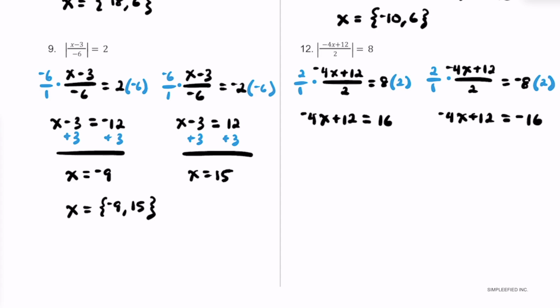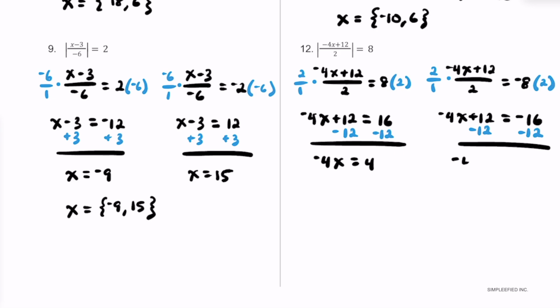All right, let's take care of these two-step equations now. First, let's go ahead and take away 12 from both sides of both equations. If we do that, let's see what's going to happen to each of these. For the equation to the left, we have negative 4x is equal to positive 4. And for the equation to the right, we have this negative 4x is equal to negative 28.